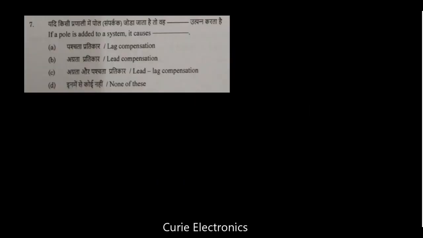If a pole is added to a system, it causes lag compensation. According to Routh-Hurwitz criterion, the characteristic equation s to the power 4 plus 8s cube plus 18s square plus 16s plus 5 is... The answer is option D, stable.